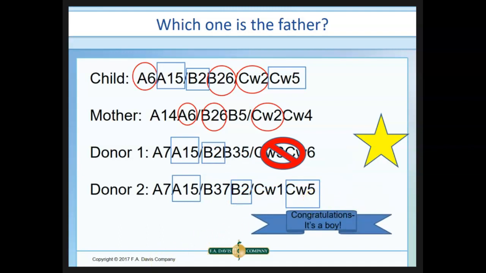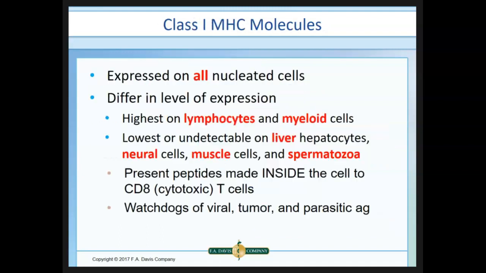So this is how tissue typing is done, as well as paternity testing based on the MHC haplotype. Class 1 MHC molecules are the MHC molecules expressed on all nucleated cells. Class 1, you do need to know these. They differ in level of expression, however, based on the cell type. There are the most MHC class 1 molecules on lymphocytes and myeloid cells. They have the lowest or undetectable number on liver cells, neural cells, muscle cells, and sperm.